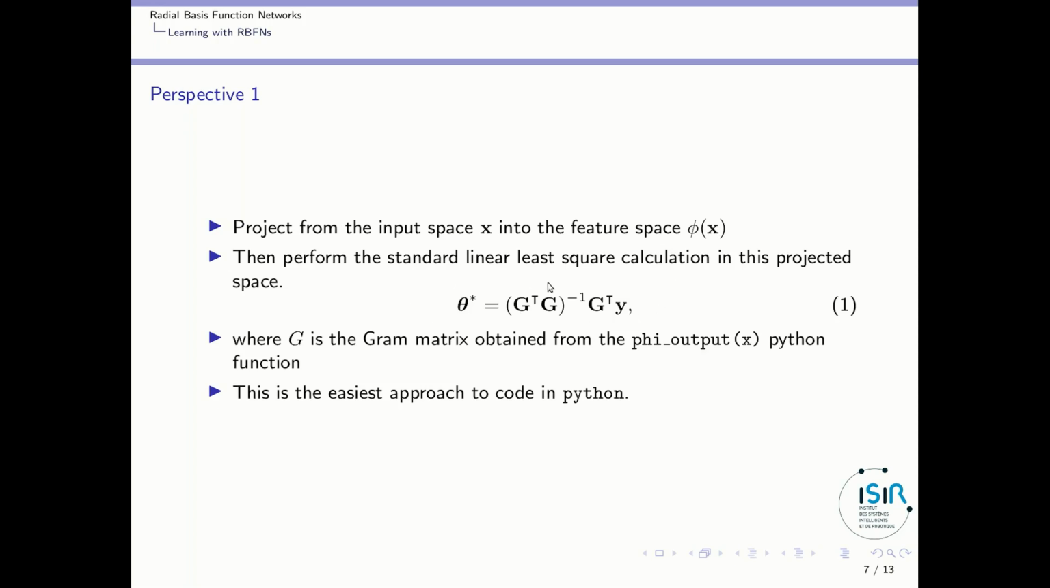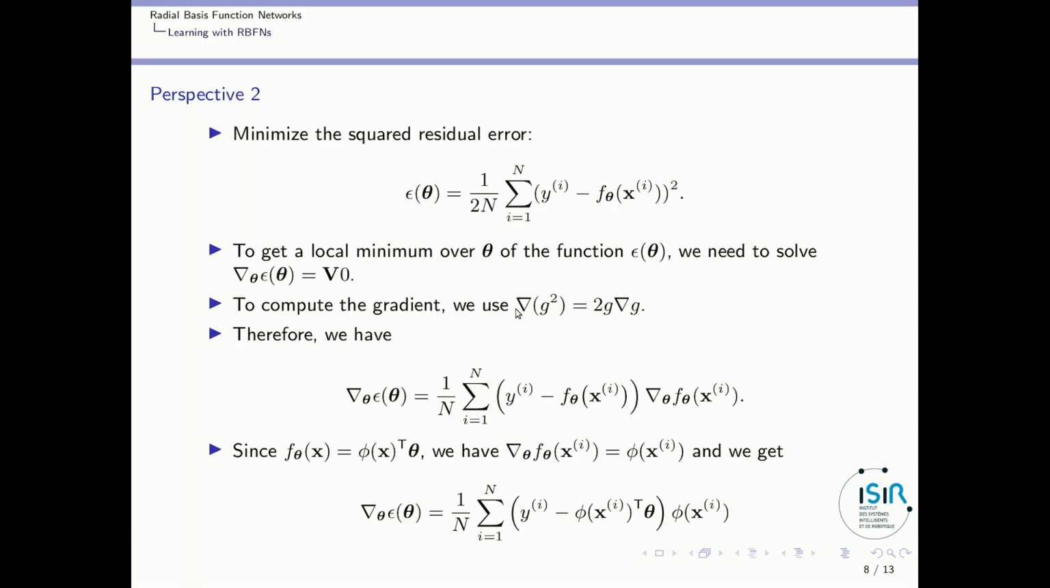And this is the standard formula for linear least square, where G is the gram matrix obtained from the phi output of x Python function. So it gives you phi1, phi2, phi3, and then for the rows and for the columns you have the different dimensions of x. So that's the easiest approach to code in Python. You just have to implement this calculation. That's just one line of Python. The other perspective is much more complicated.